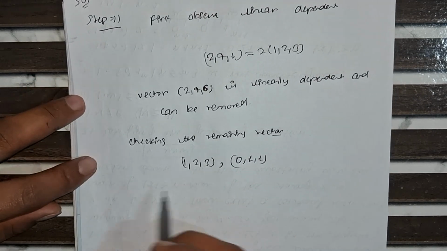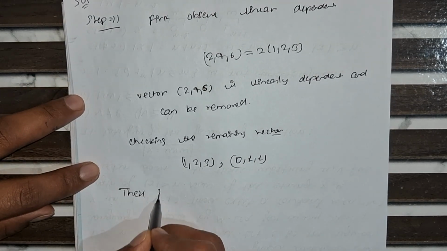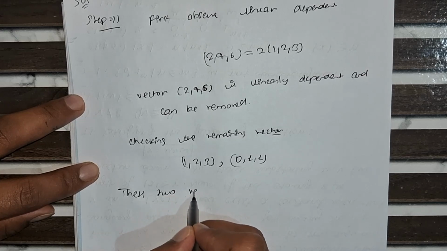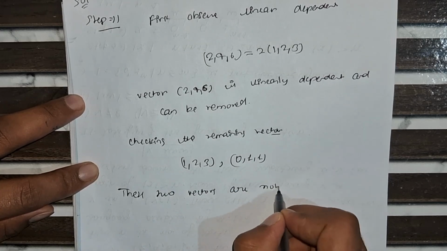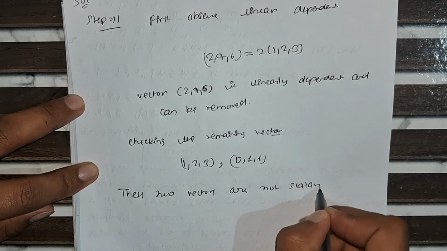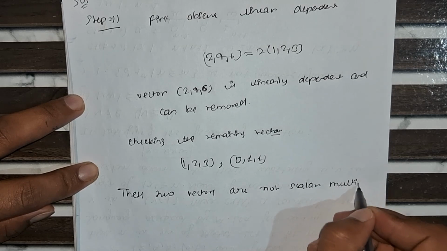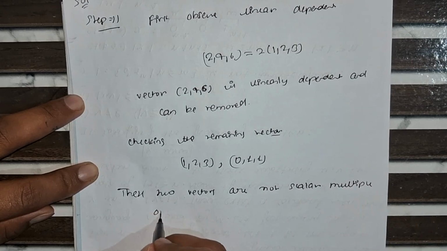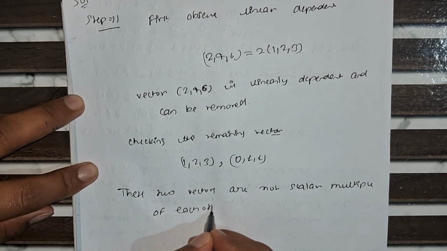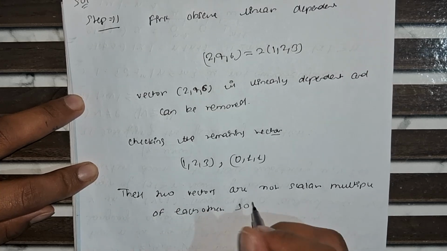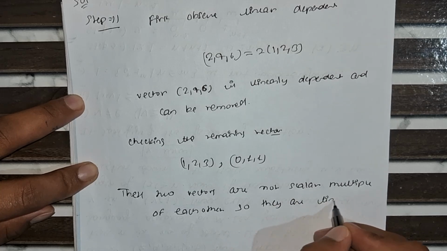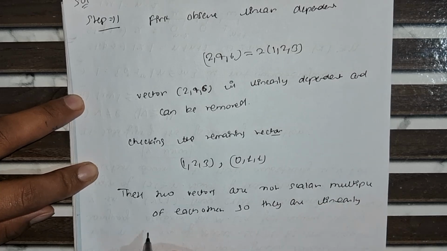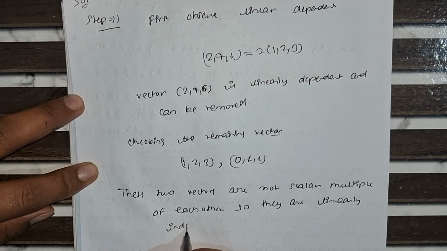It means these two vectors are not scalar multiples of each other, so they are linearly independent.